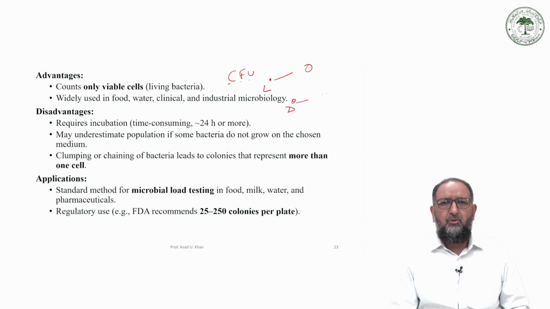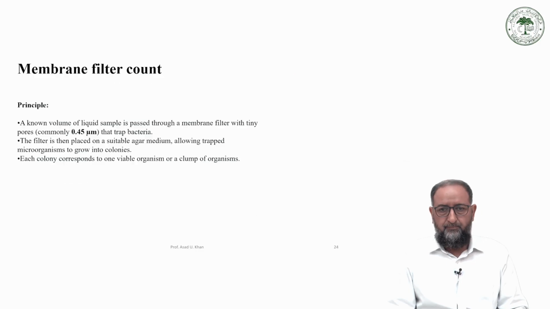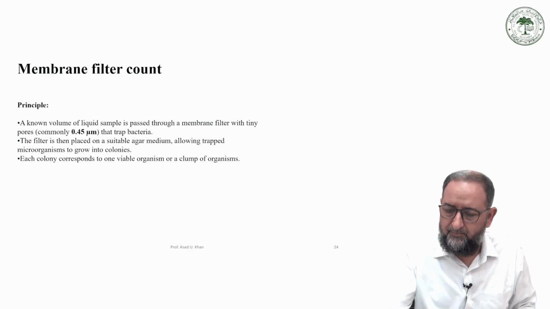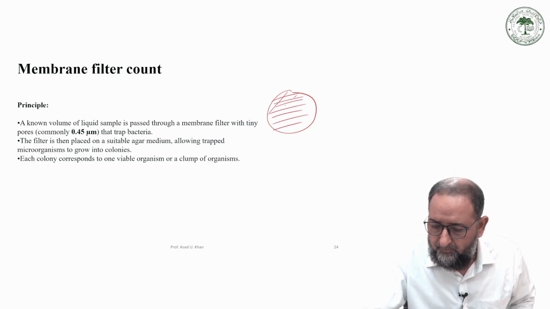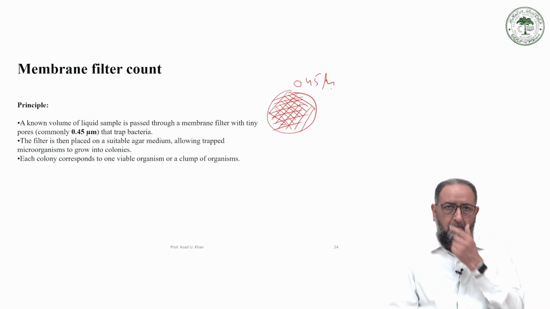So you're not supposed to count more than 250 colonies or more than 300 colonies per plate. Membrane filter counts. Now the membrane filter count is a method where you use filters of 0.45 micrometer. And these filters are like this. Say for example, these filters carry pores of 0.45 micrometer.